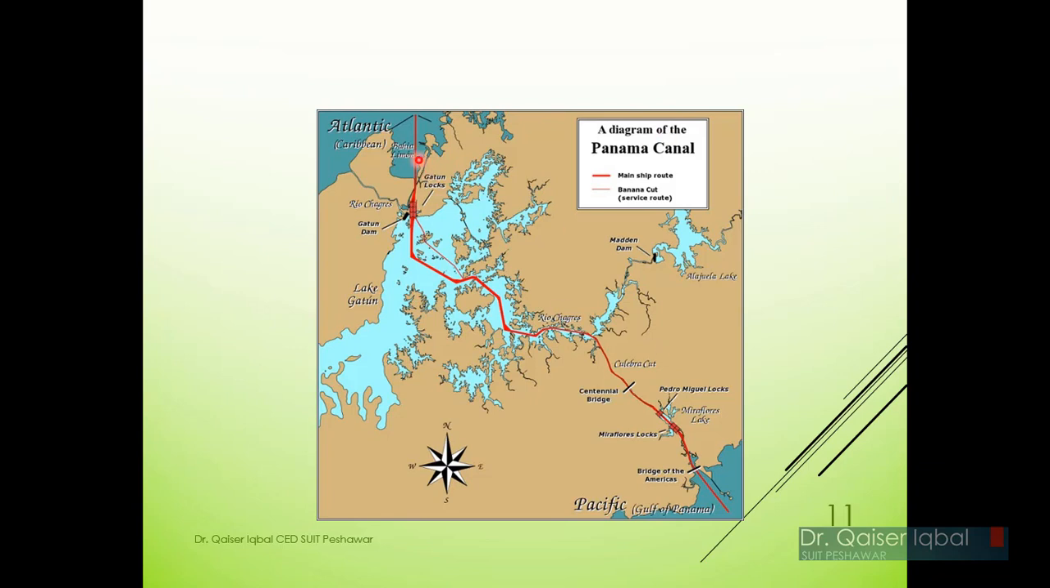Here you can see the Atlantic Ocean on this side and the Pacific Ocean on this side, so it is connecting the Atlantic Ocean with the Pacific Ocean. In various locations you can see there are cuts through the land, so there are locks here as well, and then there is this huge lake which is Lake Gatun, and then over here you can see the cuts being made, and in the end it is connected at the Gulf of Panama to the Pacific Ocean.